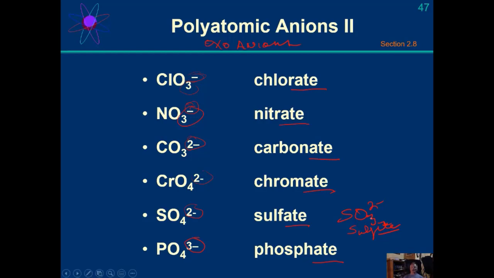The ending would change to ITE. And that's the way we do that. If I gave you SO5 with a 2- charge, this would be persulfate. Okay, just because I've added an oxygen to sulfate, so we add the prefix per and we keep that ATE ending. The charge does not change.